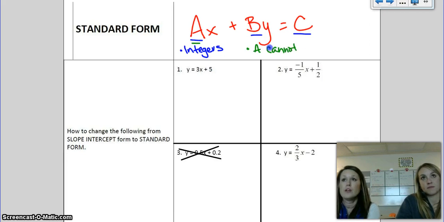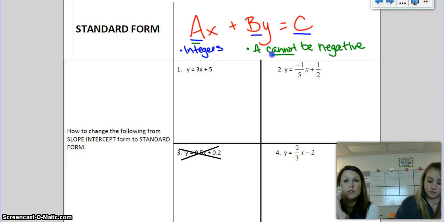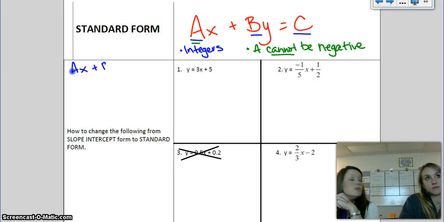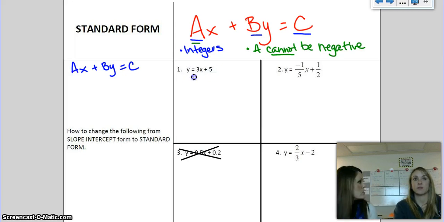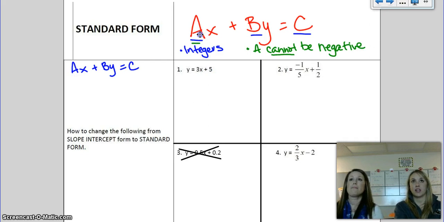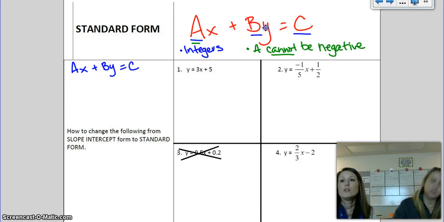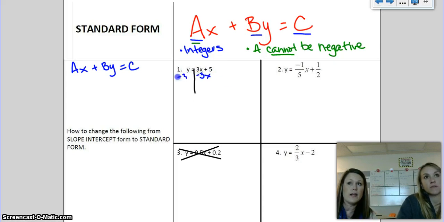Okay, so what we're going to do here is change these ones from slope-intercept form into standard form. And before we circle our answer, we're going to check back our rules. So we need it to look like this, and so far it doesn't. I see that I have y equals 3x plus 5. The 3x is on the wrong side of the equal sign, because I need my x and my y on the same side. So let's subtract 3x from the right side and subtract 3x from the left side so that it actually is there.